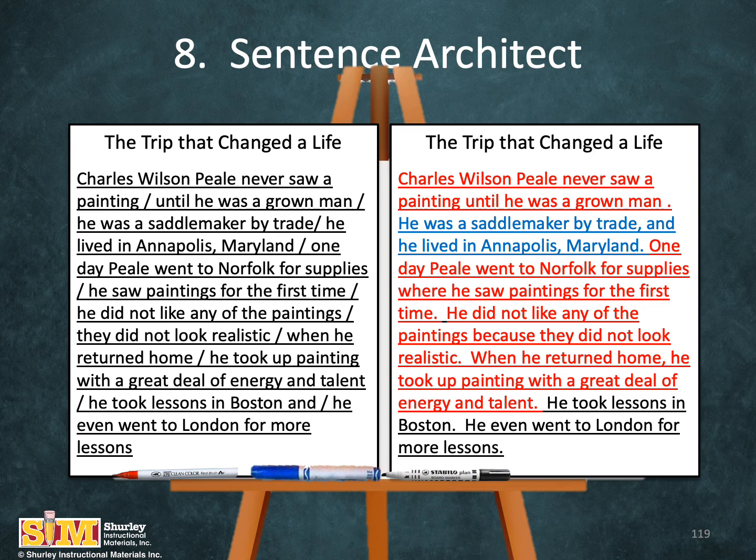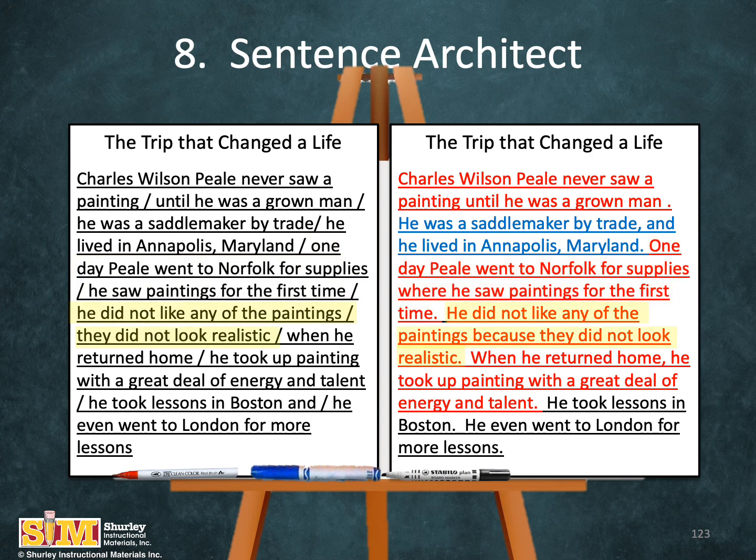Notice any simple sentences are in black, any compound sentences in blue, and any complex sentences are in red. This group chose to combine the first two clauses to create a complex sentence. Next, they combined two simple sentences with a comma and the conjunction and to create a compound sentence. Here, two simple sentences were combined to create a complex sentence.